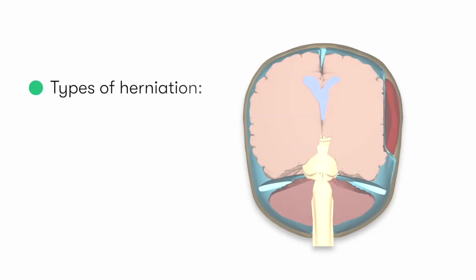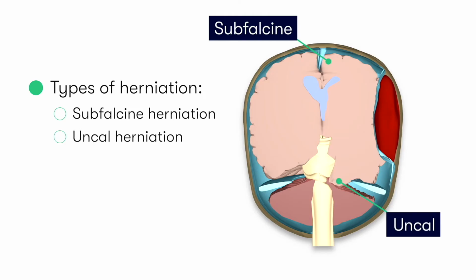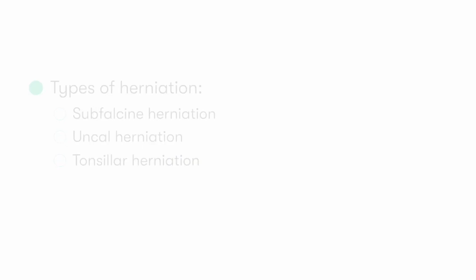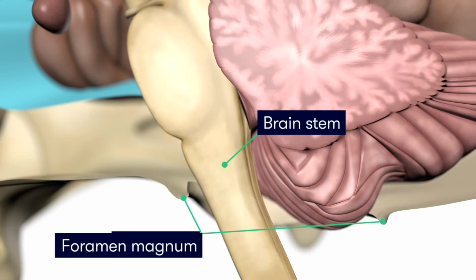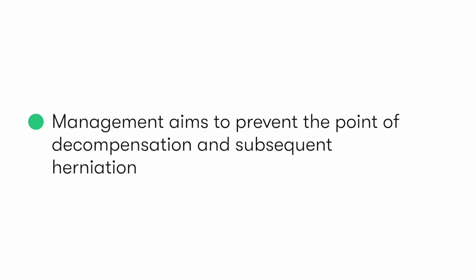This may be in the form of a subfalcine herniation, an uncal herniation, or in the worst case, with continuing increase in the intracranial pressure, it can result in tonsillar herniation, in which the cerebellar tonsils herniate through the foramen magnum, compress the brainstem, and ultimately can lead to brainstem death. So as we'll see later in this tutorial series, our management of patients with traumatic brain injury is aimed at preventing this point of decompensation and subsequent herniation from ever being reached.